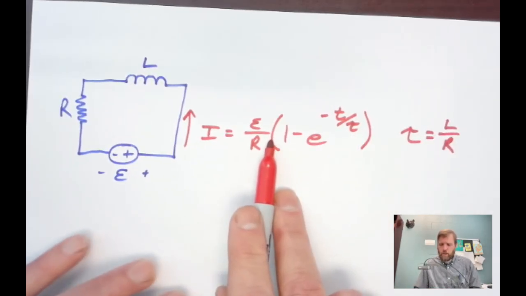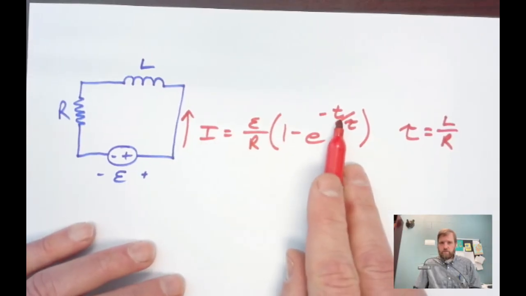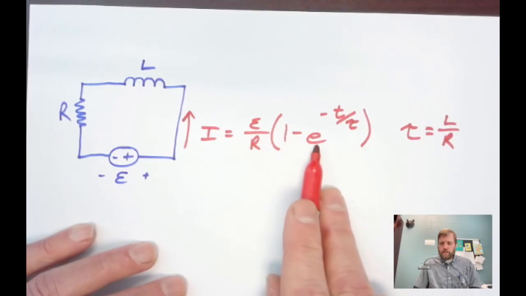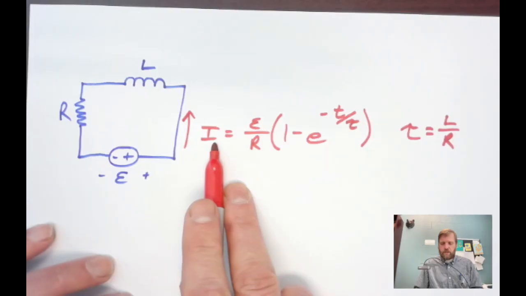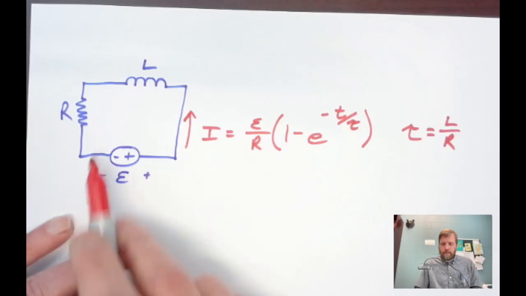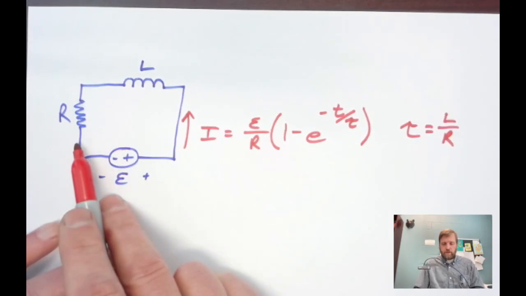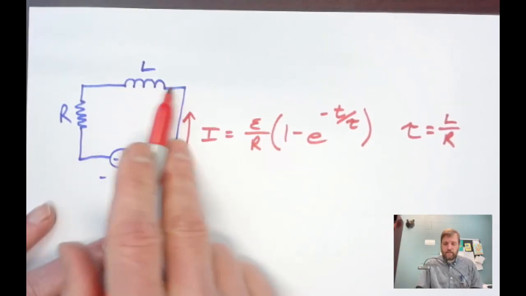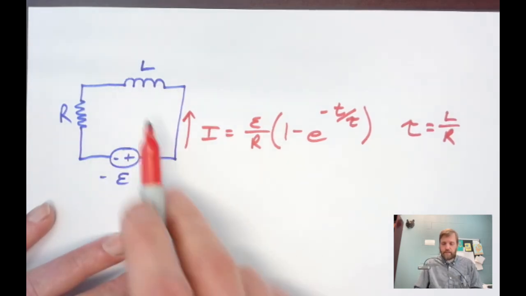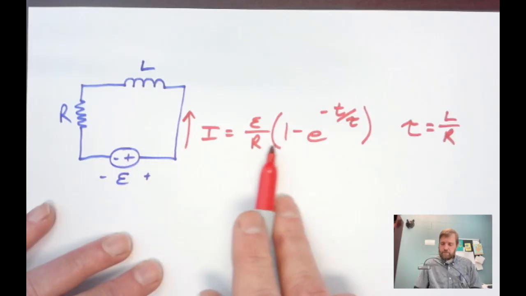Notice where this equation starts, right? When t is 0, e to the 0 is 1. So 1 minus 1 is 0. So the initial current in this case is 0. That means that there's no voltage drop across the resistor because there's no current going through the resistor. However, there is a voltage drop across the inductor, and that's based on the fact that the current is changing. It is increasing. All right.